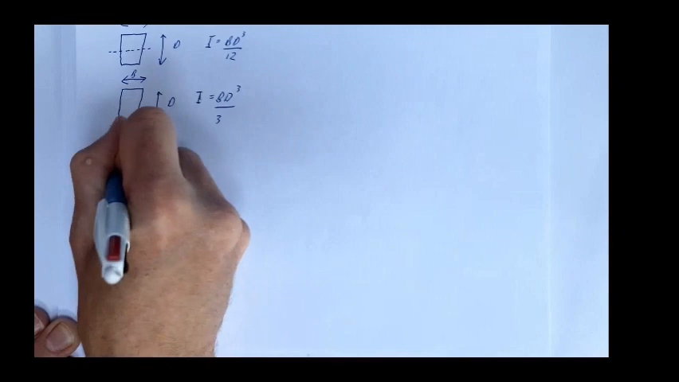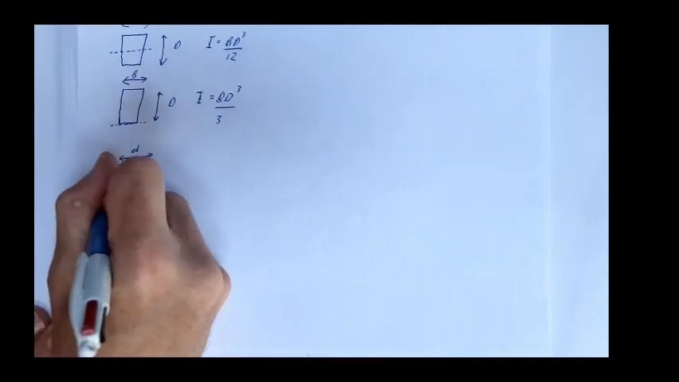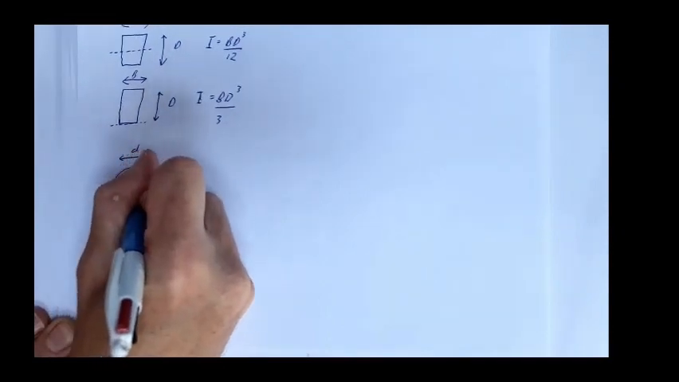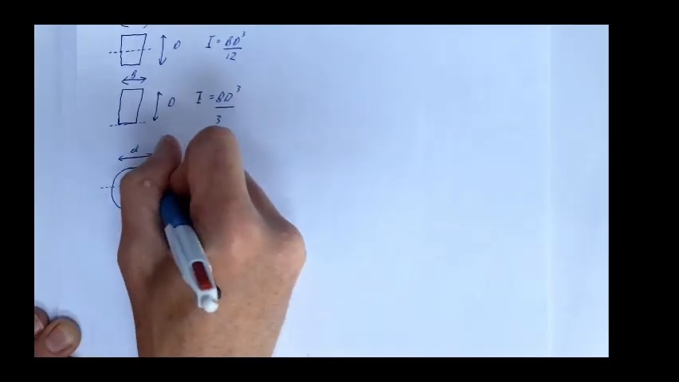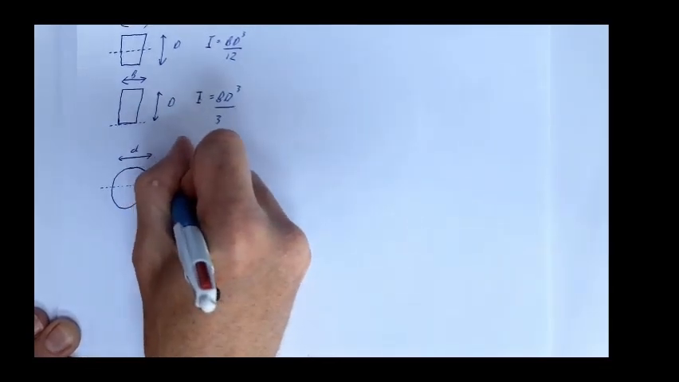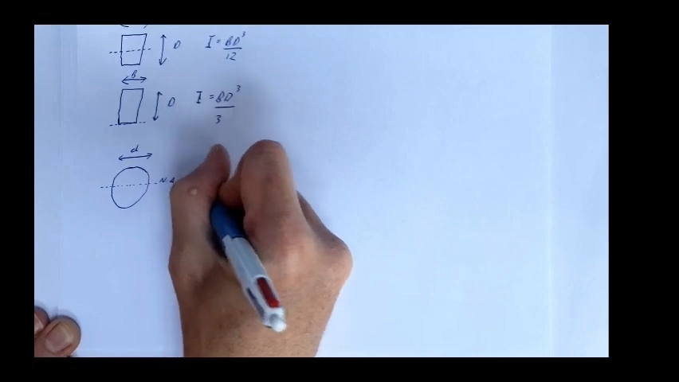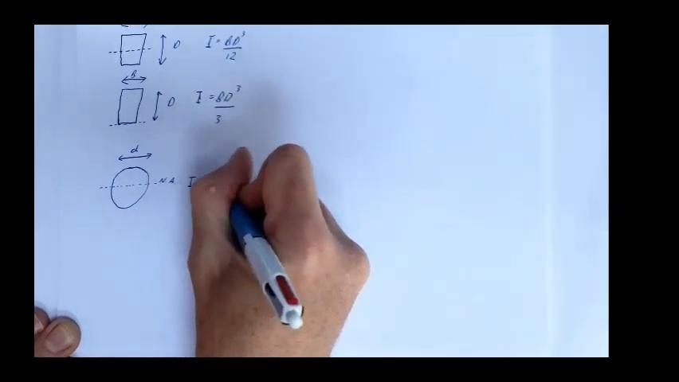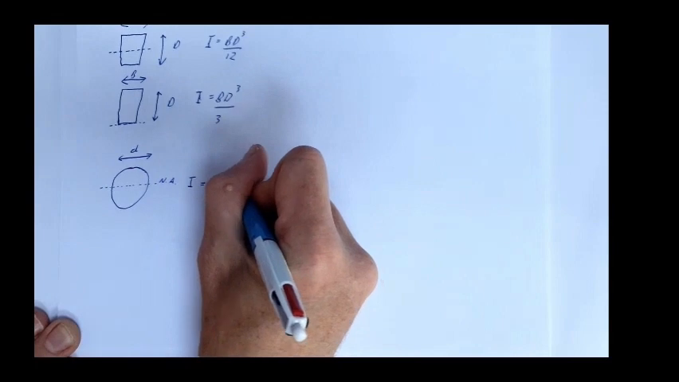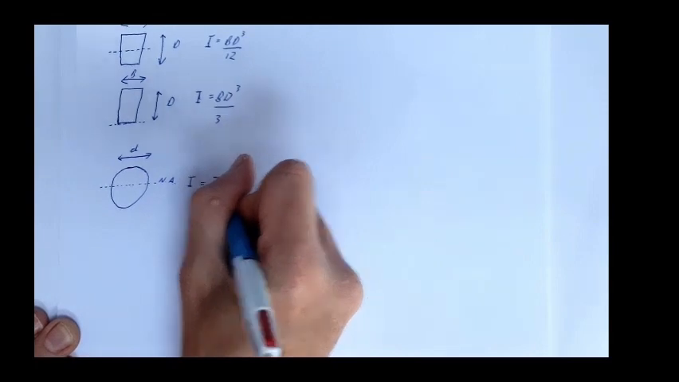The other shape that's useful to remember is a circle of diameter d. This time my neutral axis clearly runs through the center of that circle. So this is my neutral axis. And we can show that I equals pi d to the 4 over 64.